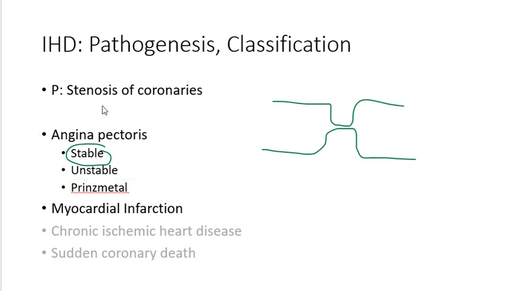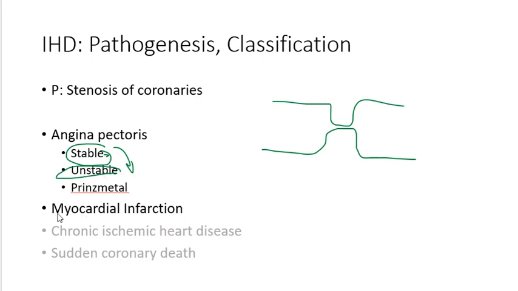Stable angina can develop into unstable angina. By the way, stable is like a milder stenosis. Unstable is a more severe stenosis, or perhaps a bit of the plaque has ruptured, and a bit of thrombosis has formed, making it quite narrow. This is unstable angina, and nitroglycerin is not helping it.